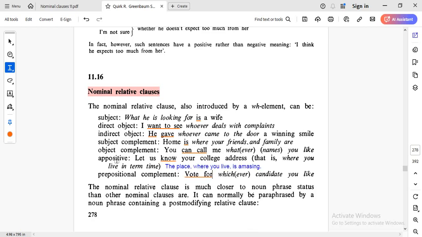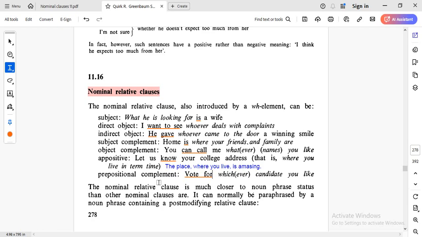The next function, apposition. I wrote here another sentence because the sentence of the book is very long. It will be difficult for you. For example, the place where you live is amazing. So here where you live is a nominal relative clause and it is between two commas after the subject. That's why it is in apposition. And it is optional. We can delete it. The main verb is, and amazing is a subject complement.